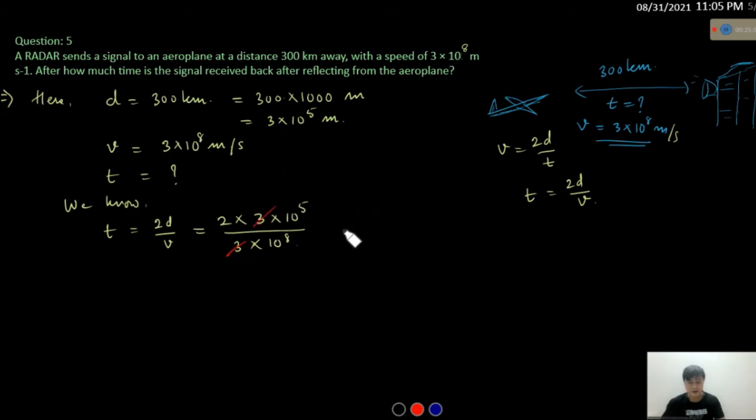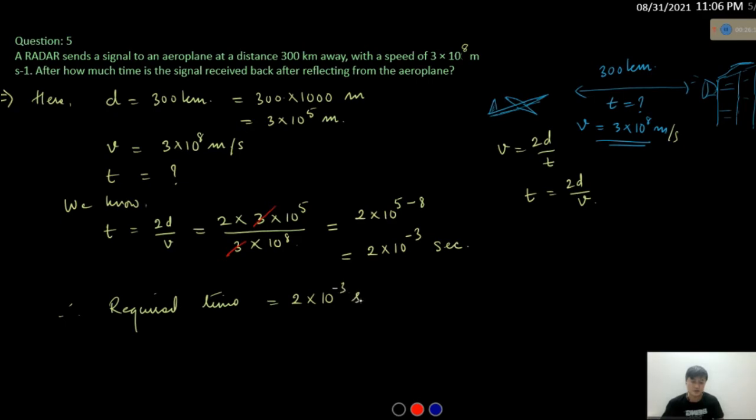And this will be equals to how much? 2 into 10 to the power 5. When it will come up, this will become minus 8. This will be equals to 2 into 10 to the power minus 3. So since time is in second, therefore required time is equals to 2 into 10 to the power minus 3 second.